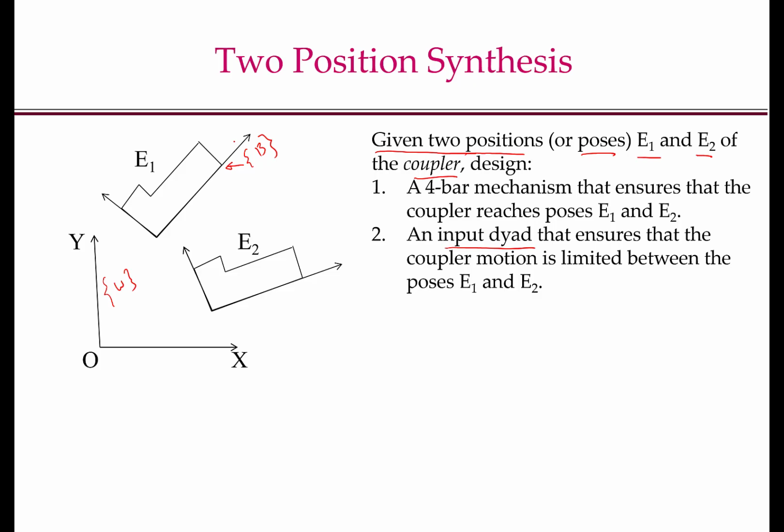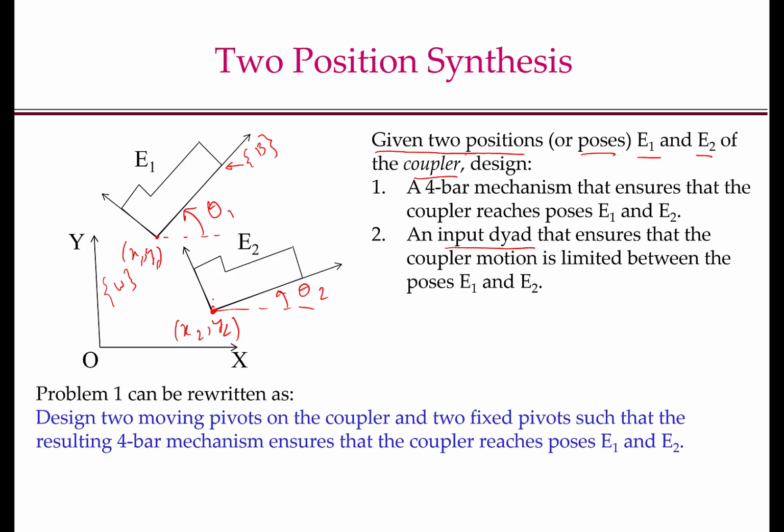So here, by pose of a coupler, we mean that the coordinates of the origin of B, x, y, are given, and the angle that the x-axis of B makes with the x-axis of W, that is theta 1, here is given. So I can call this x1, y1 with a subscript to show that it is position 1. For position 2, x2, y2 will be given, and the angle theta 2 will be given, where x2, y2 is the position of this origin here.